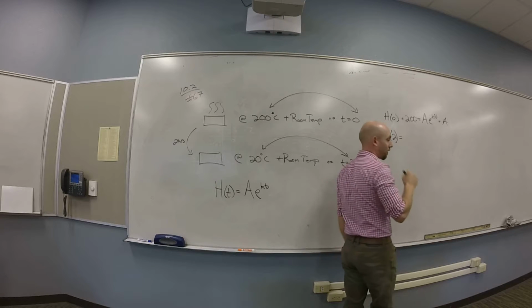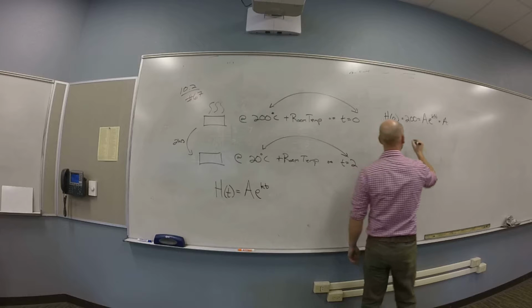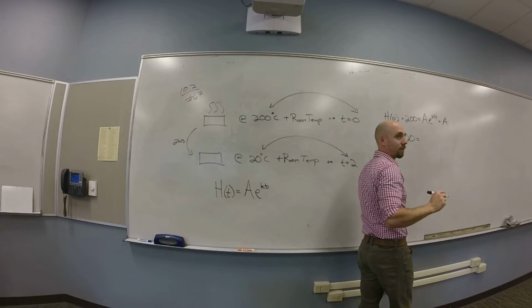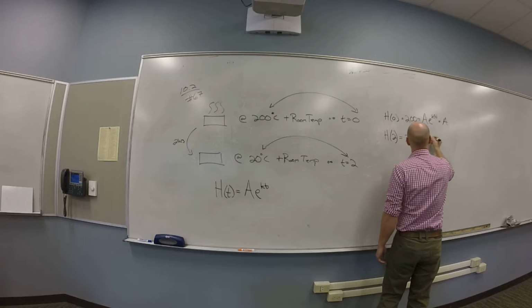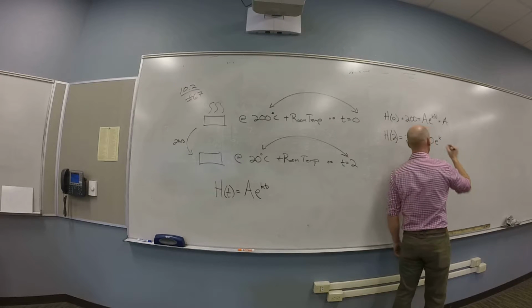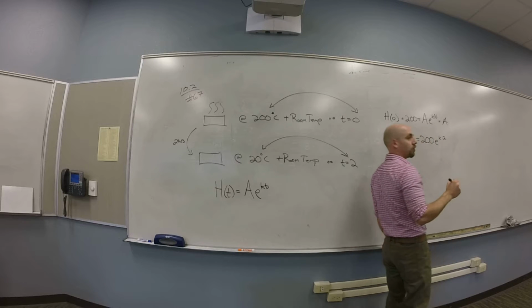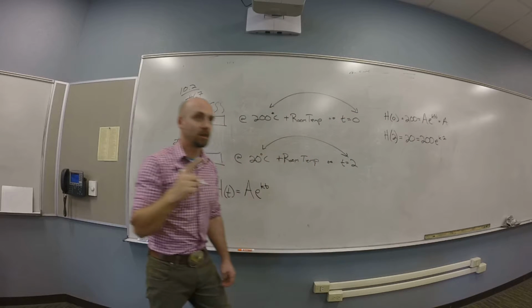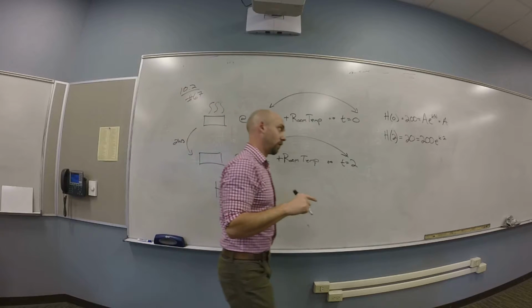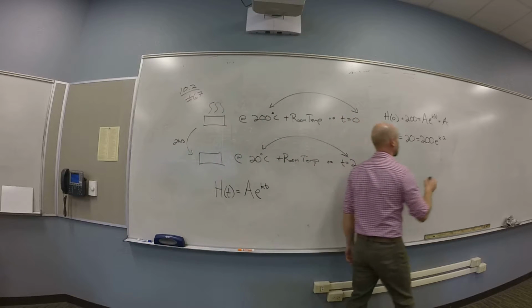Well, h of 2 should be 20, and it should also be 200 e to the k times 2. You guys all see that I found the a in the first one, so I got to use it in the second one? Okay, next thing.